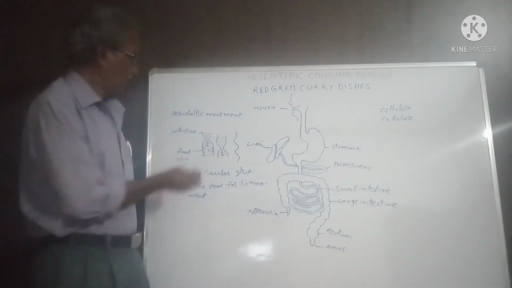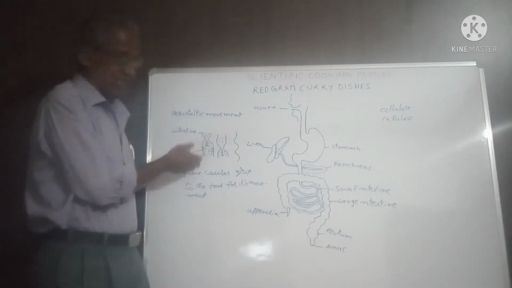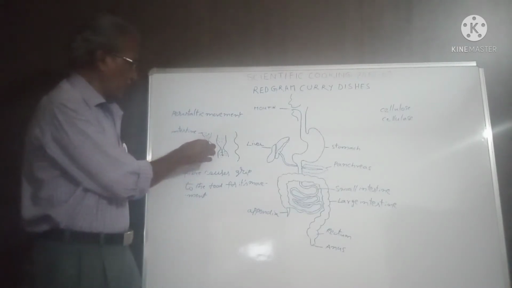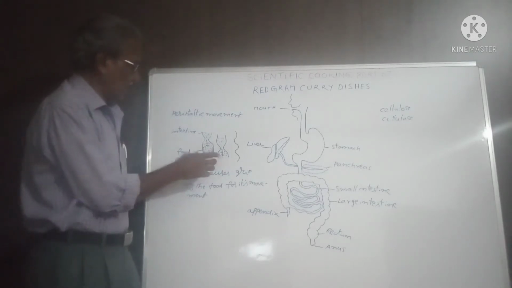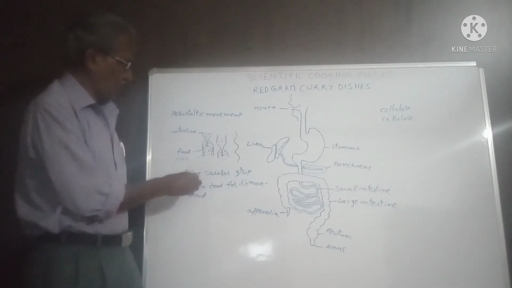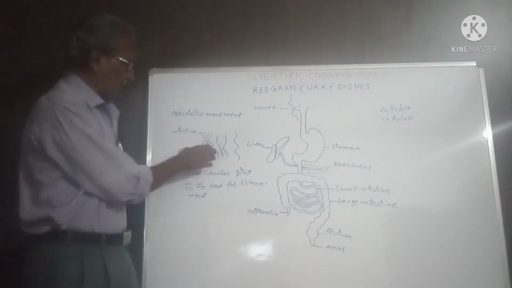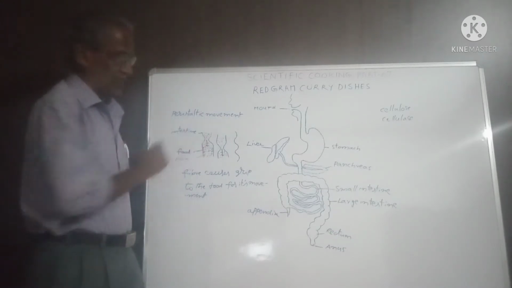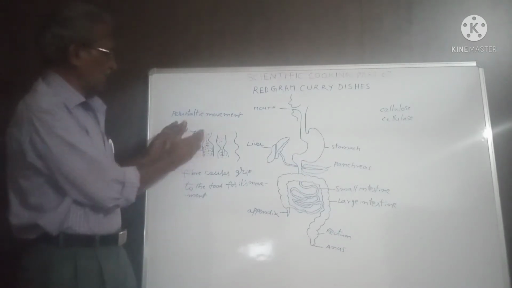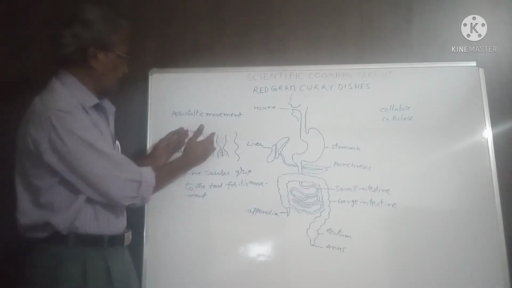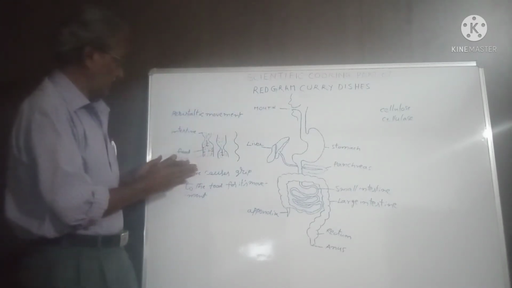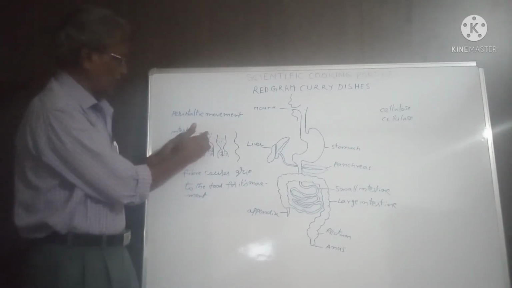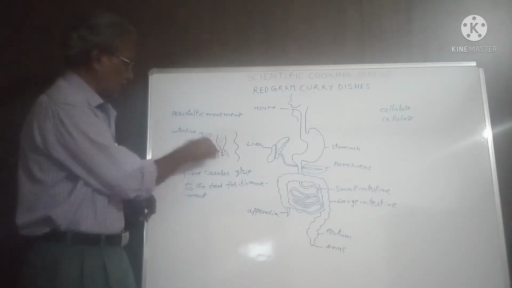What is the use of fiber? Fiber is not digested in the intestine. That's why fiber gives grip for the food for its movement. The intestine has peristaltic movement. That's why muscles contract here and food passes downwards.